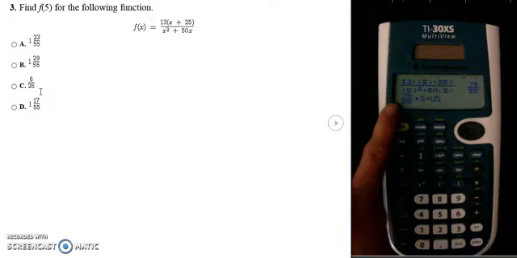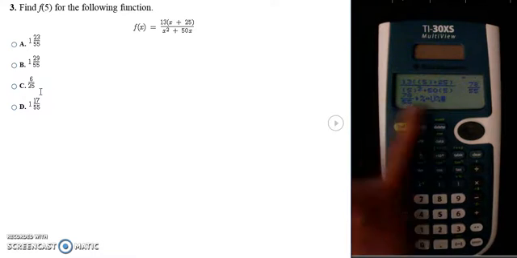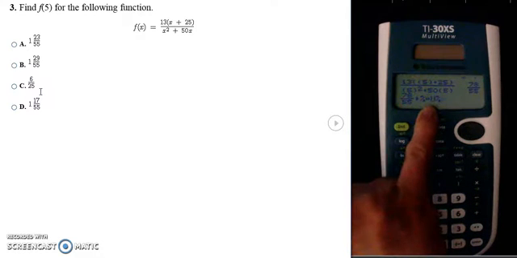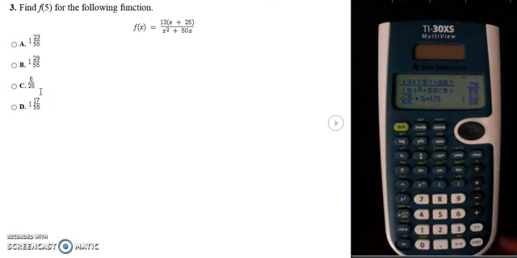And you can see it brings down the answer. And there's the conversion, and I press enter, and there's my answer as a mixed number. It's 1 and 23 over 55, which is choice A.